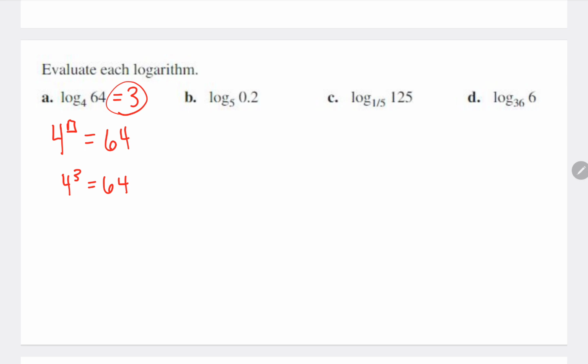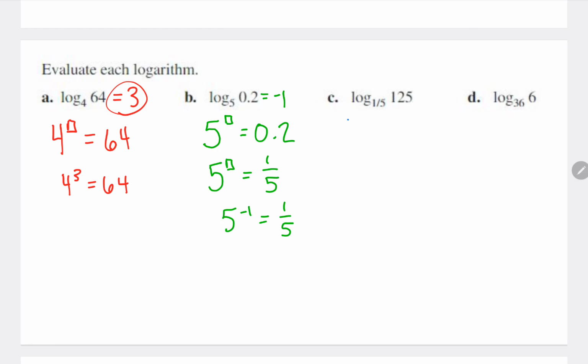Another example, my base is 5. I want to know what exponent gives me an answer of 0.2. This one's a little trickier. It might be helpful to write 0.2 as a fraction instead. 0.2 is 1/5. 5 to the negative first power is 1/5. So that means that answer is -1.